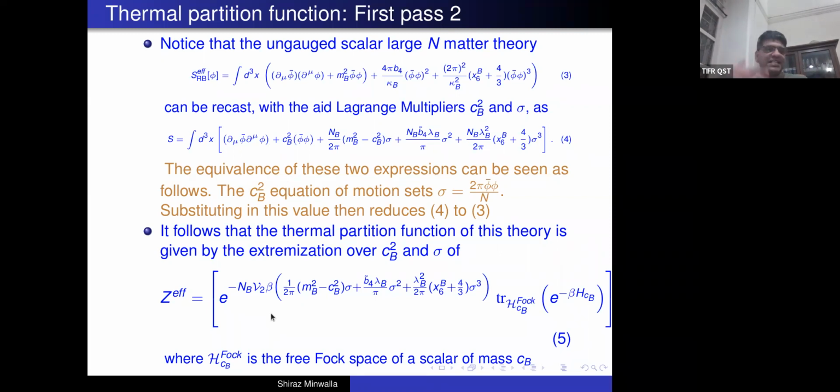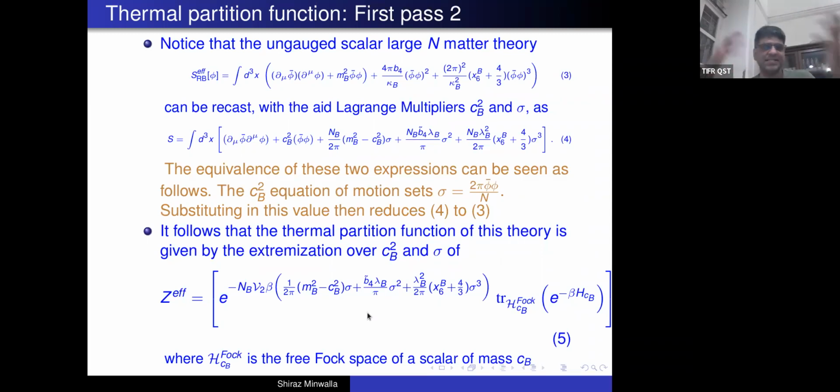Once we perform it, you can rewrite it as a trace over a Hilbert space, namely the Hilbert space of free bosons. And you can recast this whole partition function into the following form. The partition function is written as the trace of e to the power minus beta h over the Hilbert space of free bosons of mass CB, dressed by some stuff. This stuff involves CB square and the other Lagrange multiplier sigma. And what one's supposed to do at large n, and at large n this is exact, is to compute this quantity and then extremize it over the two Lagrange multipliers CB squared and sigma.